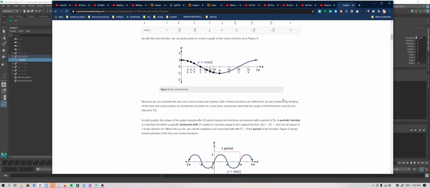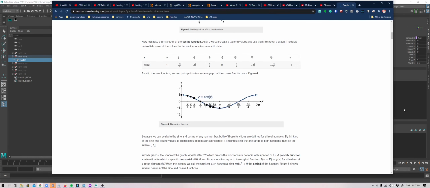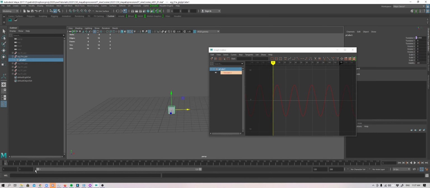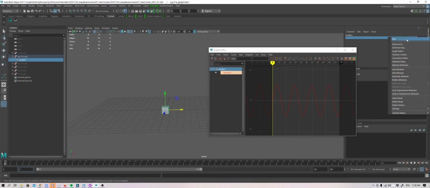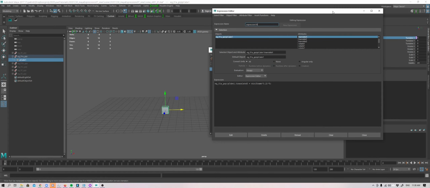So what about the cosine? The sine, when we give it 0, will always return 0. I've extended my frame range to 0, and at frame 0 we see that the sine is 0. Okay, let's take a look at the expression for sine.